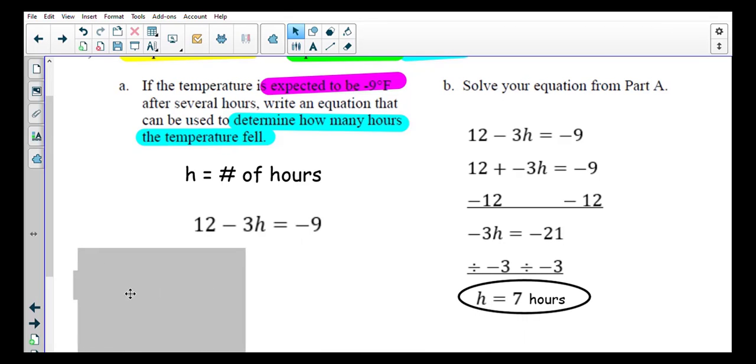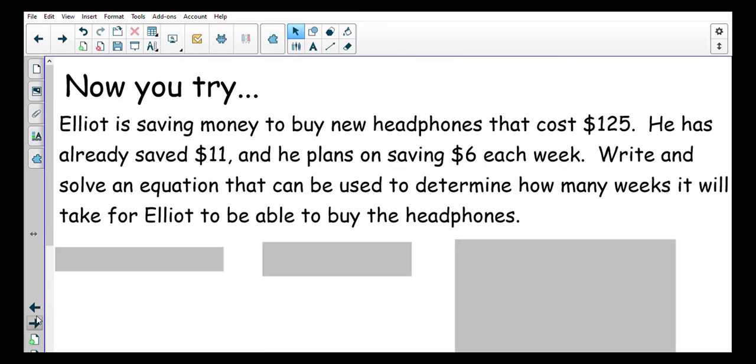Our label on this is hours because we want to figure out how long it took for the temperature to fall to negative 9 degrees Fahrenheit, and that would be 7 hours. Okay, I want to finish this video because I don't want to make it too long for you, but I want to give you a word problem to try here. So go ahead and pause the video, read this question, give it a try, and when you're ready, restart the video and we'll take a look at it.